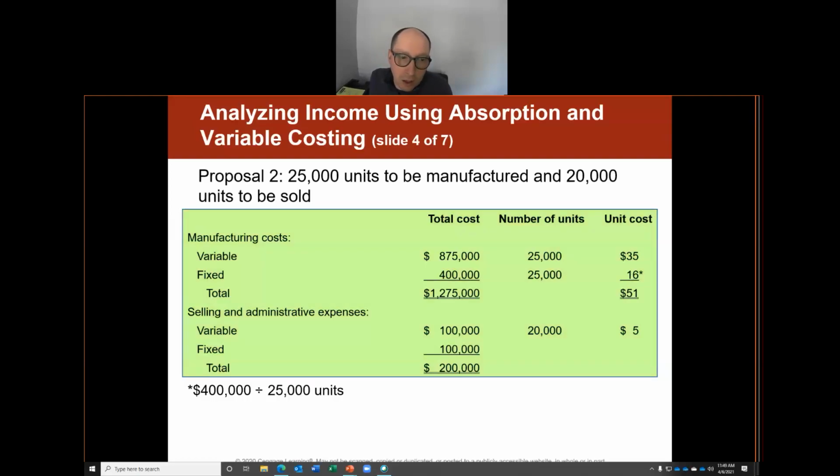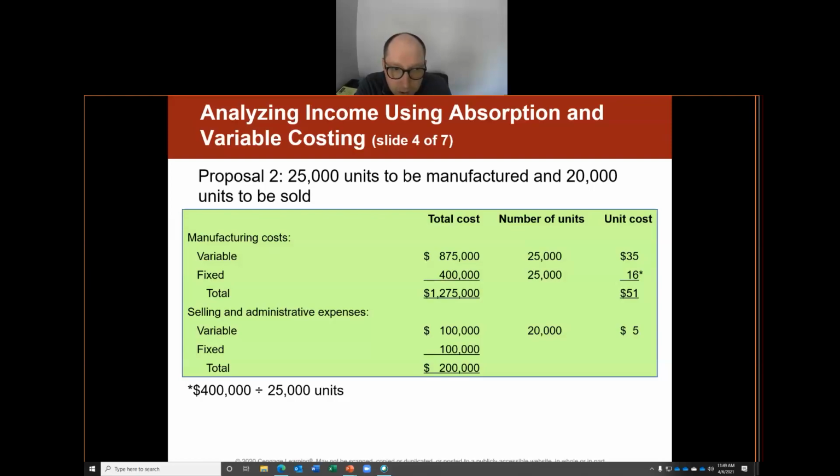So we got the information for proposal one. Now let's look at proposal two. Proposal 2, let's make 25,000 units, but we're only going to sell 20,000. Proposal 2 is kind of like saying, I want to make a little bit more inventory just in case I end up selling more, or I want that buffer, or I want a beginning inventory for the next accounting period. That's the reason why people do it.